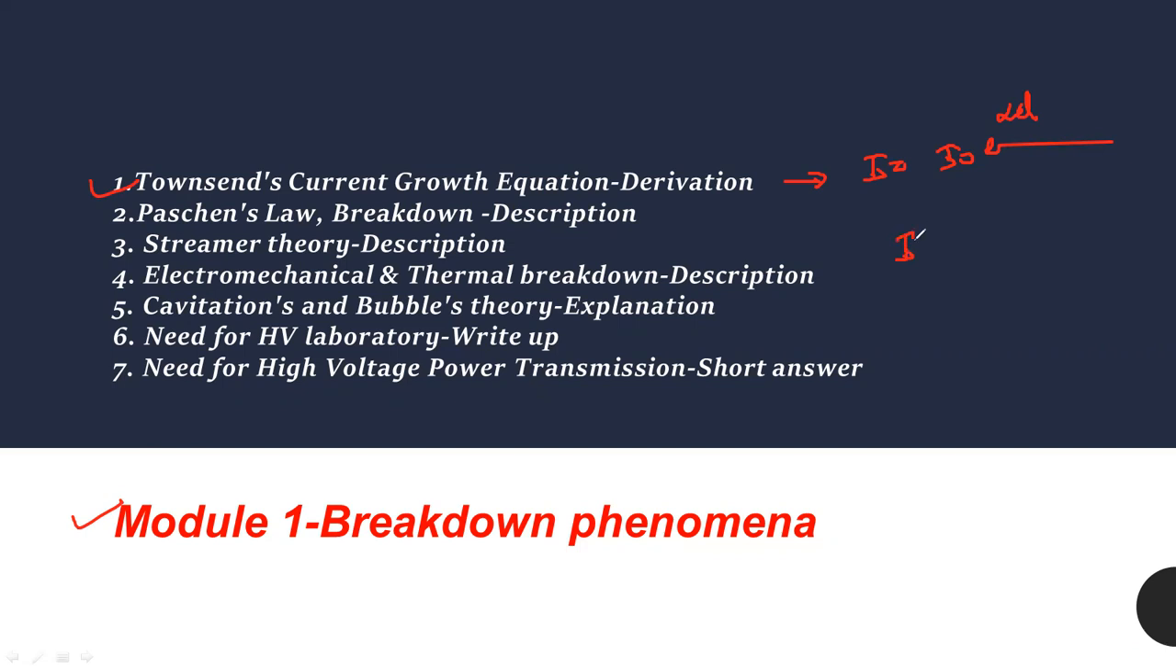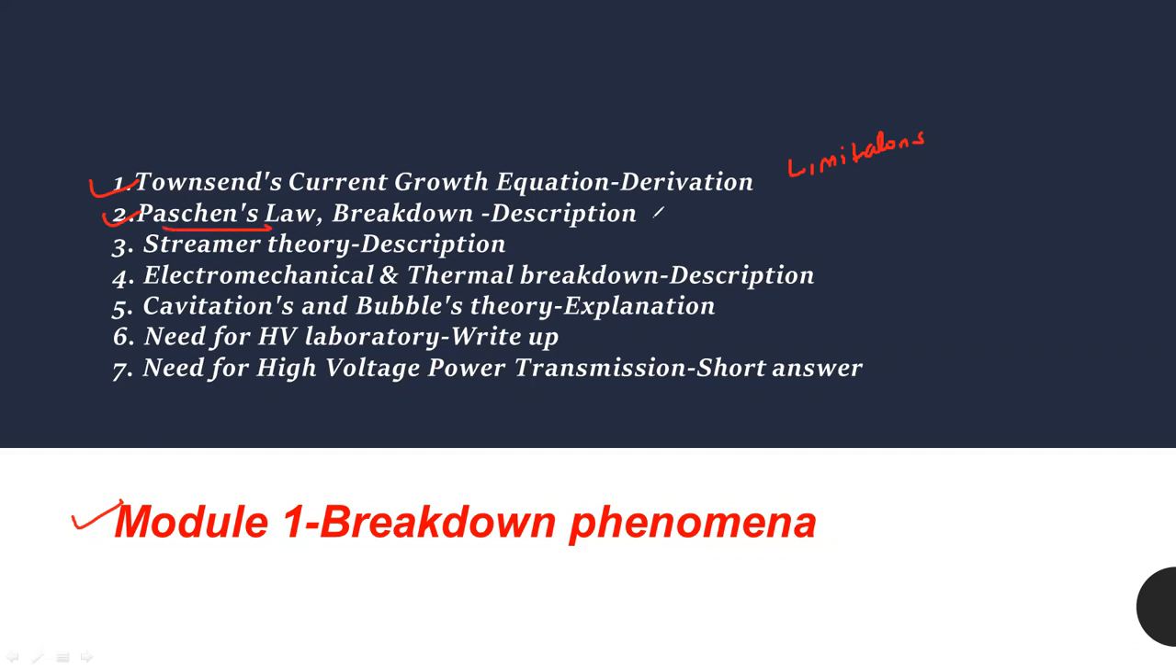So like that you have to derive. So what is I naught? Then what is alpha? Fine. What is d? So all the points you have to elaborate. Apart from this particular derivation, you may get a question like, what are the drawbacks of Townsend's theory? Limitations. You may get the second question on the limitations of Townsend's theory. Limitations or drawbacks.